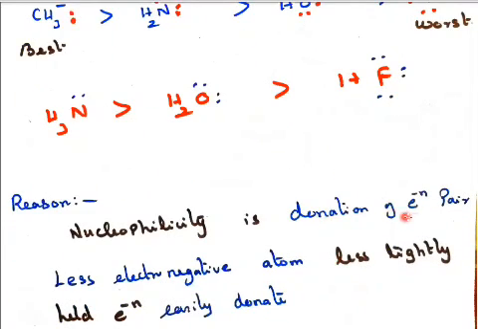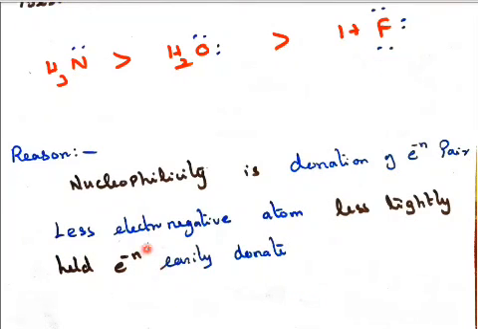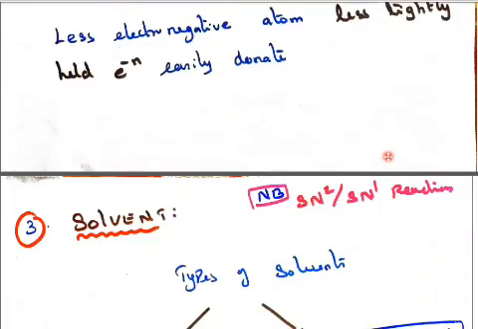The reason is that nucleophilicity is the donation of an electron pair. Donating the electron pair is the main thing. The electron pair alone is dominating, whether it has the capacity to give or is not capable of giving. That lone pair donation is what nucleophilicity is. If it is a less electronegative atom, it is less tightly held, so it can donate easily. That is the main thing: the less electronegative atom has more nucleophilicity, because the electrons are not tightly held and it can donate easily. So donation is a very, very important thing.